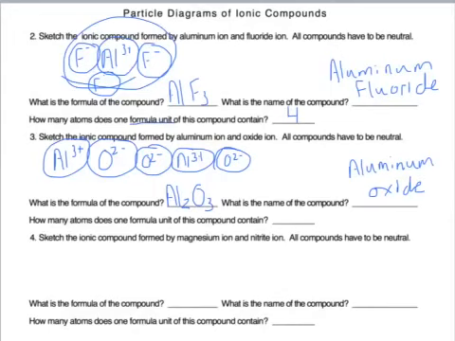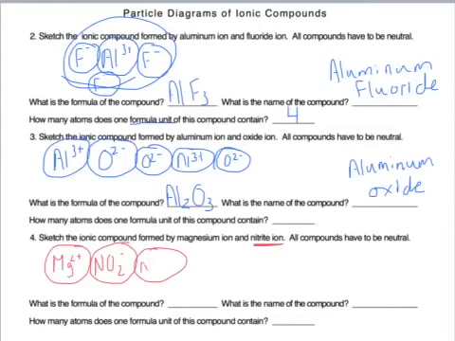We want magnesium and nitrite. We want to sketch that. So magnesium has a 2+ charge. Nitrite is a polyatomic ion, NO2-. So to make it neutral, we'd need another one of those, one of the nitrites. So the formula for the compound would be Mg, just one of those, and then NO2, there's 2 of the NO2, so you put it in parentheses, and then a 2 outside. The name of the compound would be magnesium nitrite.